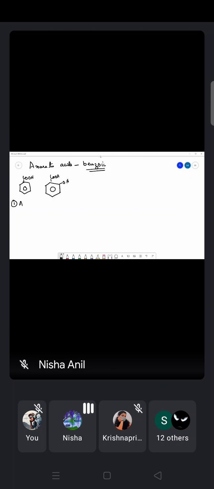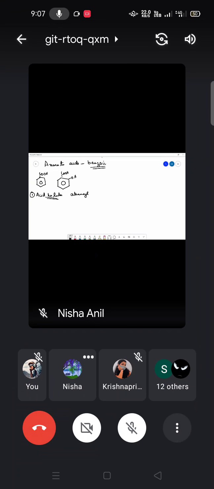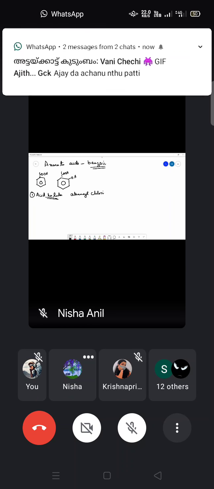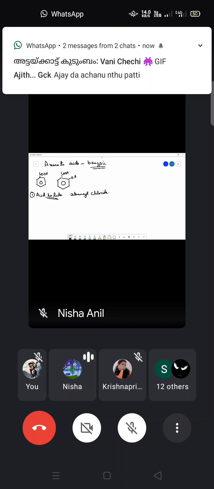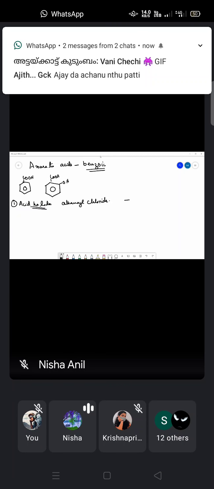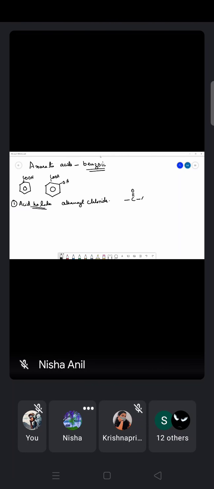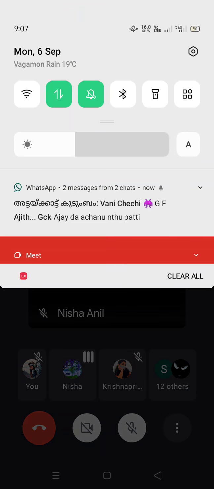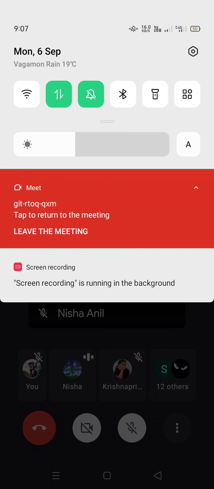First one is acid halides, acid chloride, acid bromide, acid halides. They are named as alkanoyl chloride. The functional group is COX. That OH is replaced by a halogen in the carboxylic acid.